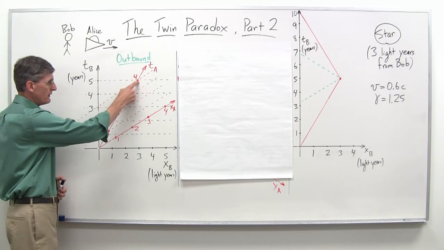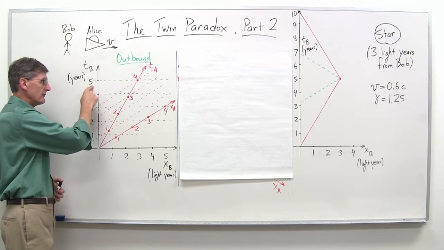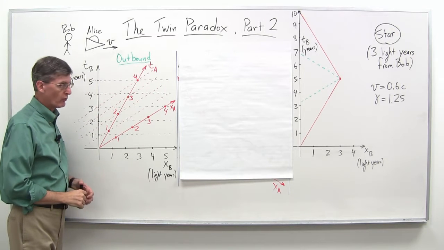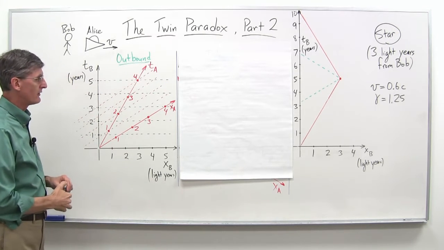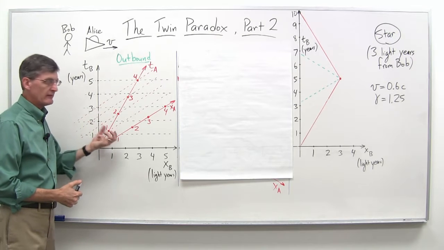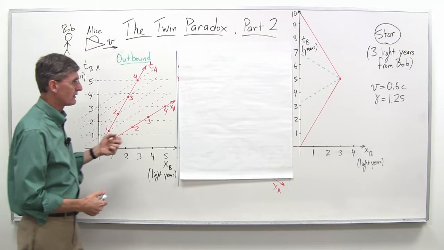Okay, so that's the outbound trip. We see that when Alice reaches the star, Bob's clock reads 5, Alice's clock reads 4. And so then the next thing we have to understand is the inbound trip, back again. So let's take a look at that now.